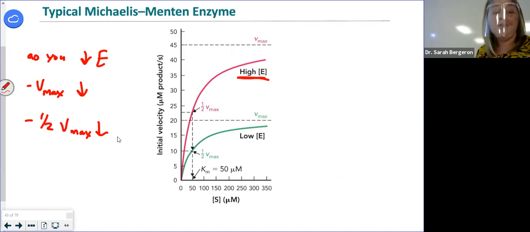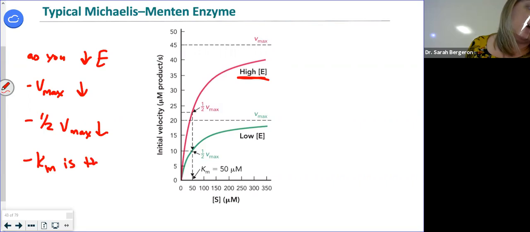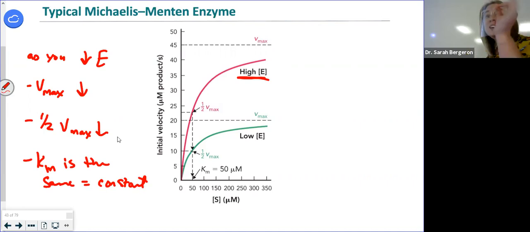But what do you notice about Km? Km is the same. It is what? Constant? It's the Michaelis-Menten constant. It's a constant for any given enzyme substrate pairing. So it doesn't matter how much enzyme you have, the binding affinity is the same. And mathematically, we can show that. Isn't that so cool?